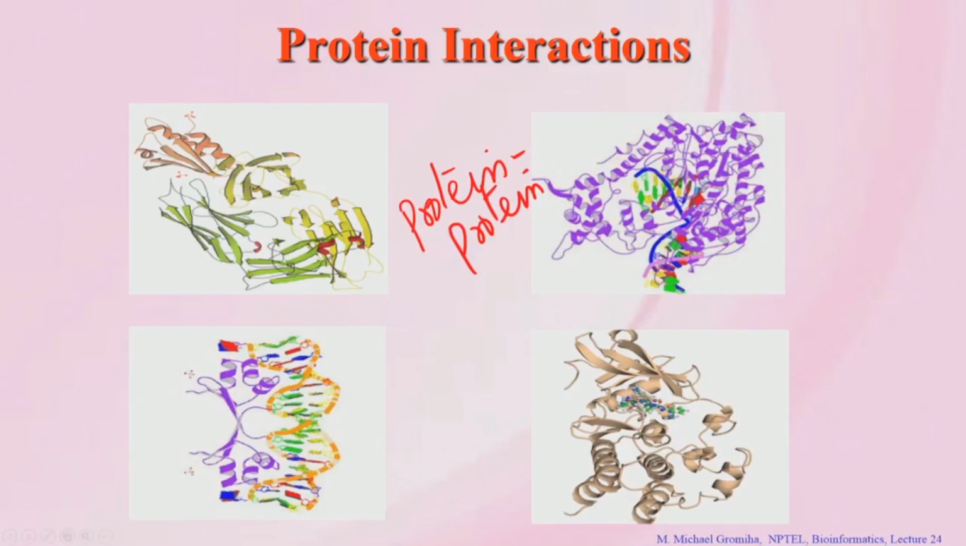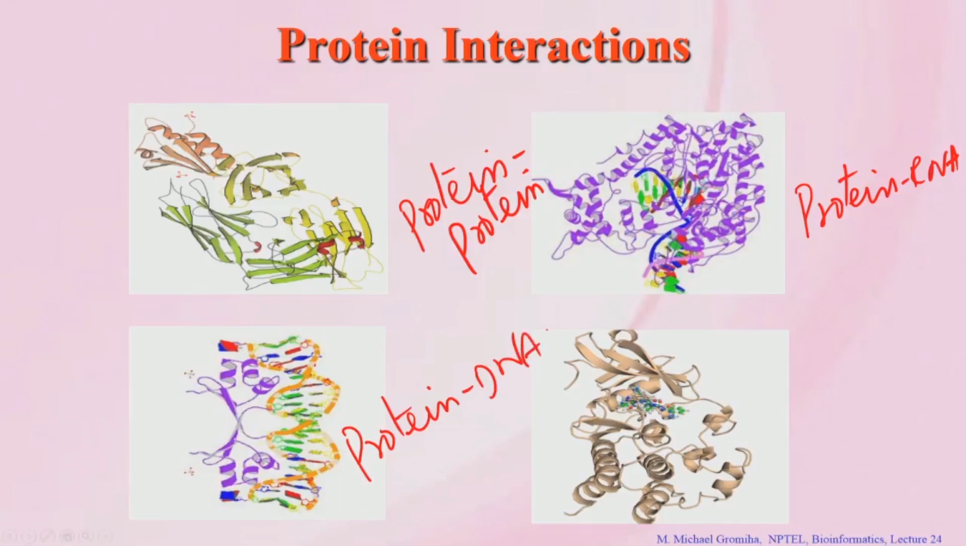Here you can see the protein and here is the RNA. So, this is a protein RNA interaction. You can see the protein here and you can see the DNA. So, this is a protein DNA interaction. Here you can see the proteins and the ligands. So, this is a protein ligand interaction.